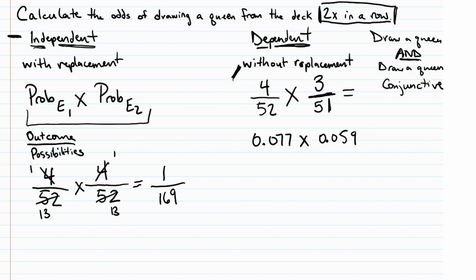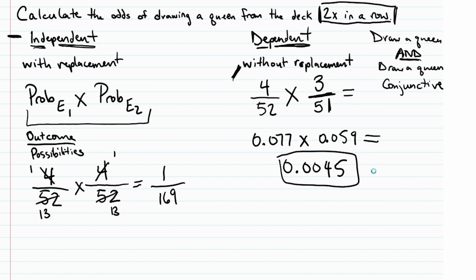Okay, good. And so now all that's left is to multiply those together. So we have 0.077 times 0.059. And so that comes out to be a sum total of 0.0045. And so that's really, really small, right? That percentage is 0.45% likelihood that we're going to draw 2 queens in a row without replacement.